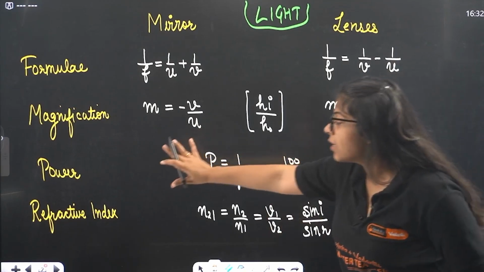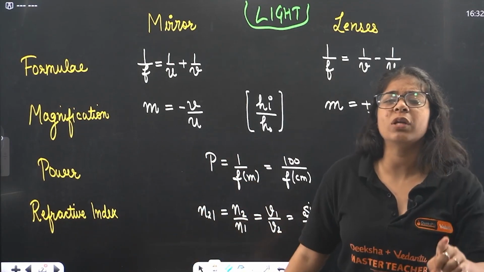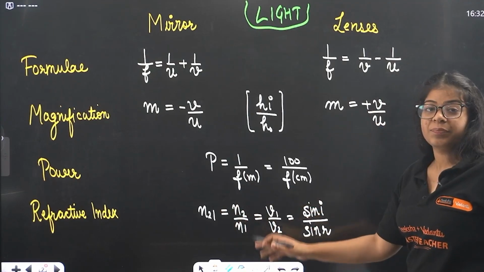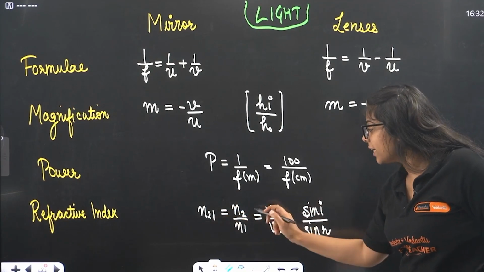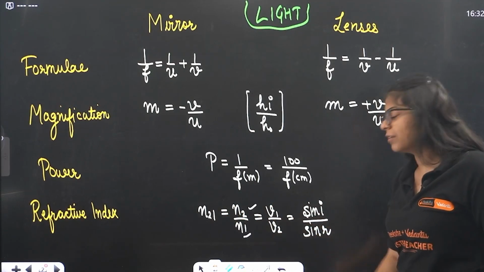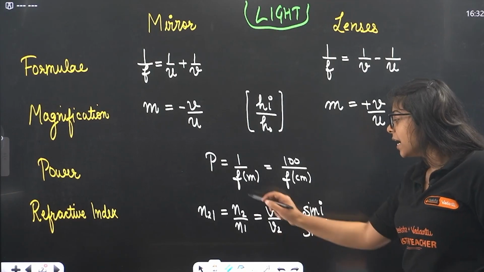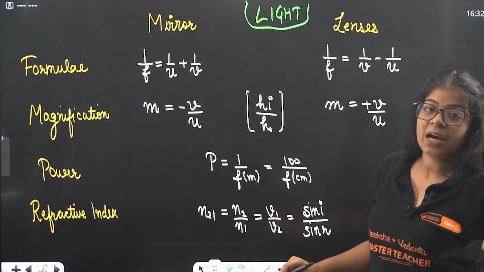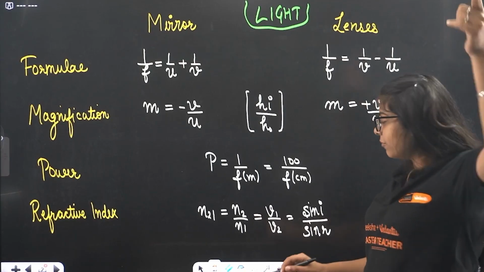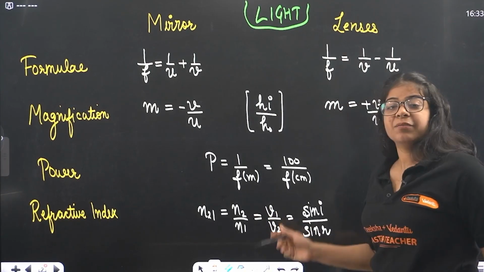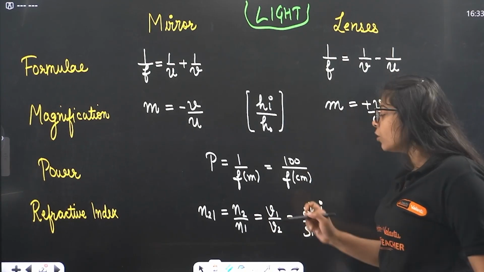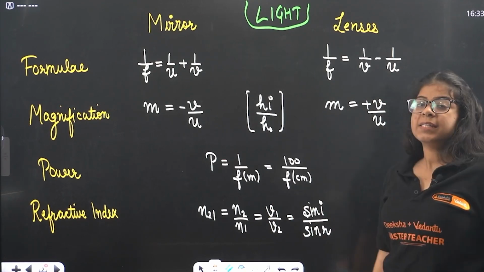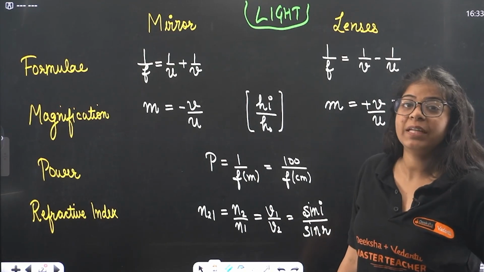Okay, then last, refractive index. Big formula, but only one formula you have to remember and everything will be sorted. n21 equals the refractive index of medium 2 with respect to medium 1. That means refractive index of medium 2 in the numerator divided by refractive index of medium 1. The v1 and v2 are inversely proportional to n1 and n2. So n2/n1 = v1/v2 = sin i / sin r. That is your second law of refraction.